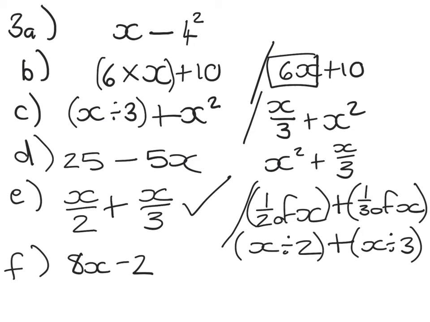Yay! Or 8 times x minus 2. You may even have brackets. You might want to put brackets there. You don't have to. But you firstly have to times them together and then subtract 2. You can't say 2 minus 8x. That is completely wrong. And that's always where I catch you out with these.